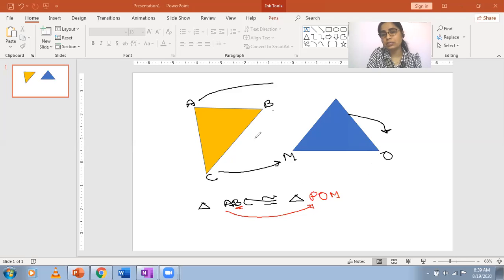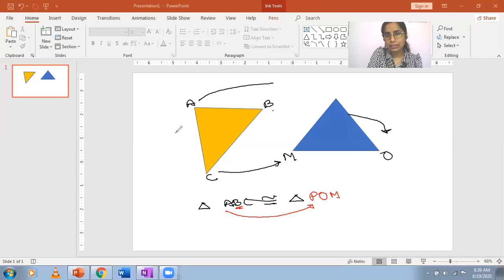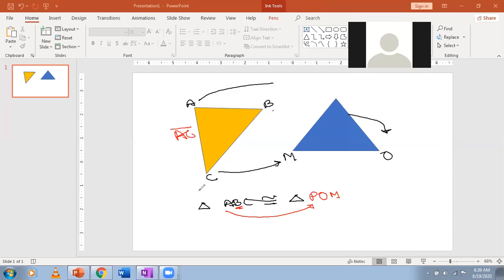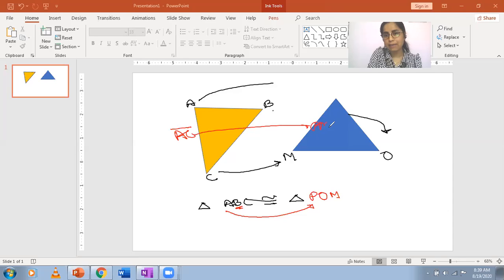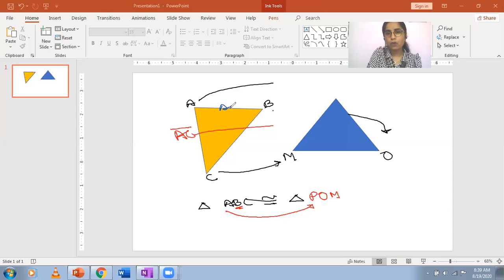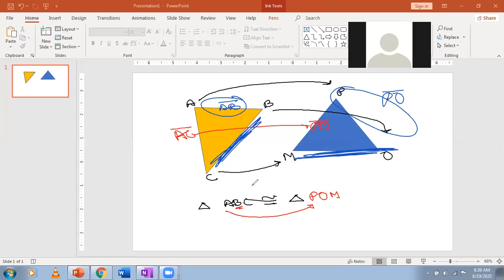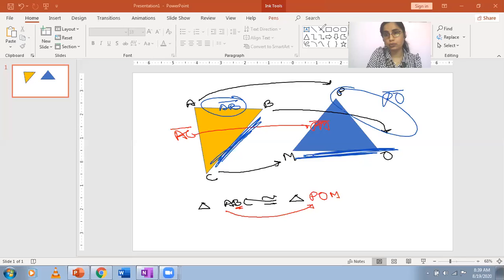और अगर मुझे अब इन triangles की matching sides बतानी है, this side AC किससे match करेगी? Side AC will match with side PM. What do you think about the side AB? PO. This side will match with this side PO. And then finally this one, this side will match with MO. Right? This is something very important which you want to remember.